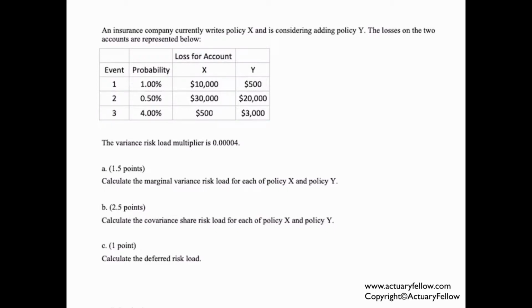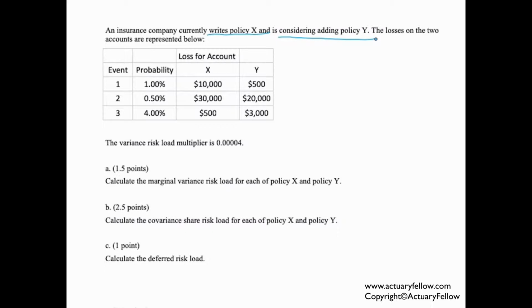The data function comes in handy for calculating variance in Mango problems, especially for the covariance share method. Let's work on question number 14 from the 2010 exam. The company currently only writes policy X and is considering adding policy Y. We are given a probability distribution of non-zero losses and the variance risk load multiplier. In part A, we need to calculate the marginal variance risk load for X and Y.